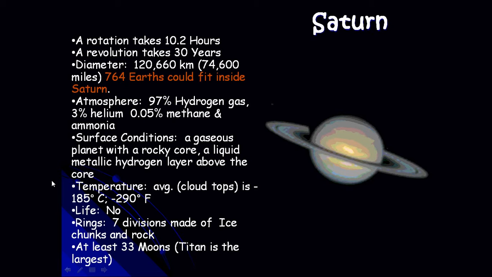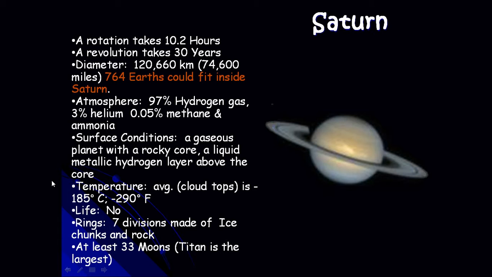Next, we have Saturn, which is the second largest planet behind Jupiter. A rotation of Saturn takes 10.2 hours. A revolution takes 30 years. The diameter of Saturn is 120,660 kilometers, or 74,600 miles. 764 Earths could fit inside of Saturn.